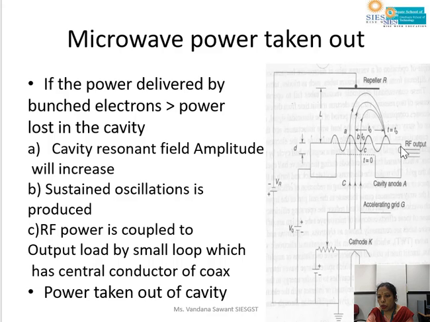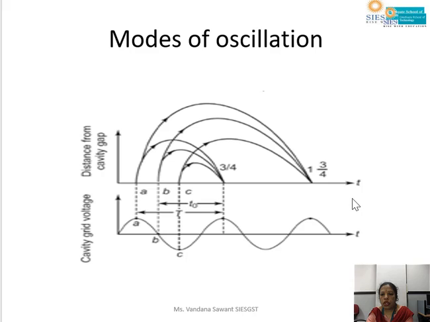Here the small loop is there, and this small loop has a central conductor of coax that can be used to extract the signal from this cavity. This power will be taken out from the cavity and given to an amplifier, or to oscillators or filters, whatever circuits you want to work upon this microwave signal. In this way we can generate a microwave signal by using a reflex klystron.